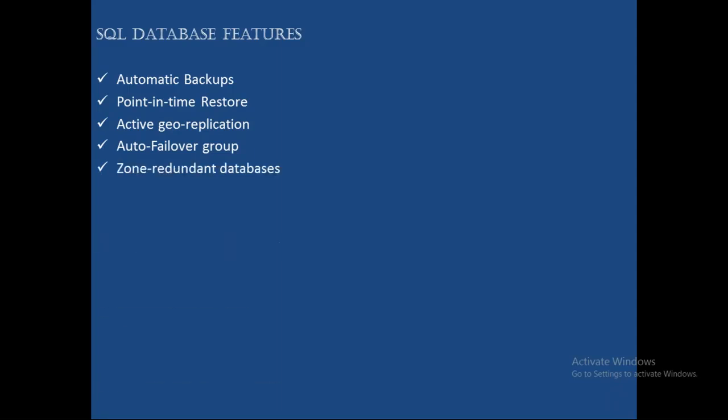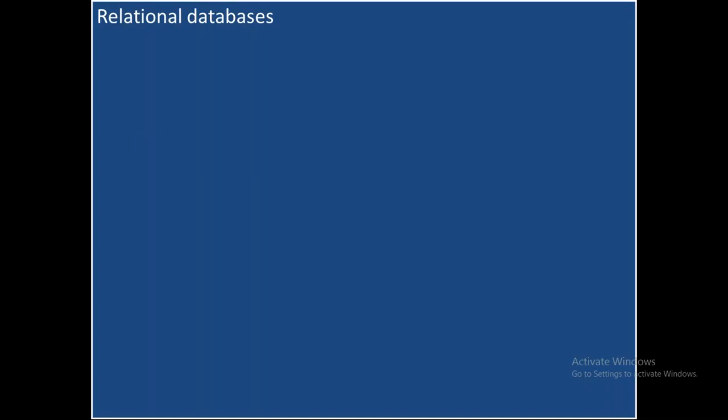Next, zone redundant database. We have seen that zone redundancy means your data copies will be there in 2 availability zones. We have seen this zone redundant storage in blob storage, when we were talking about blob storage. Okay, so that's all we have.